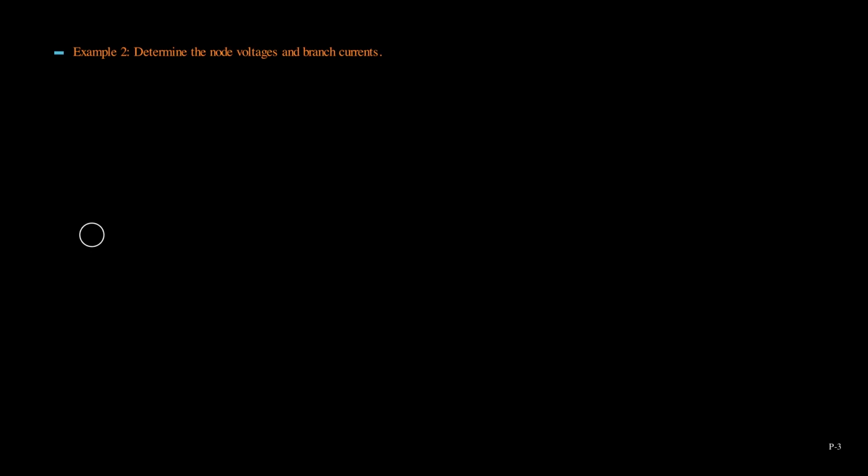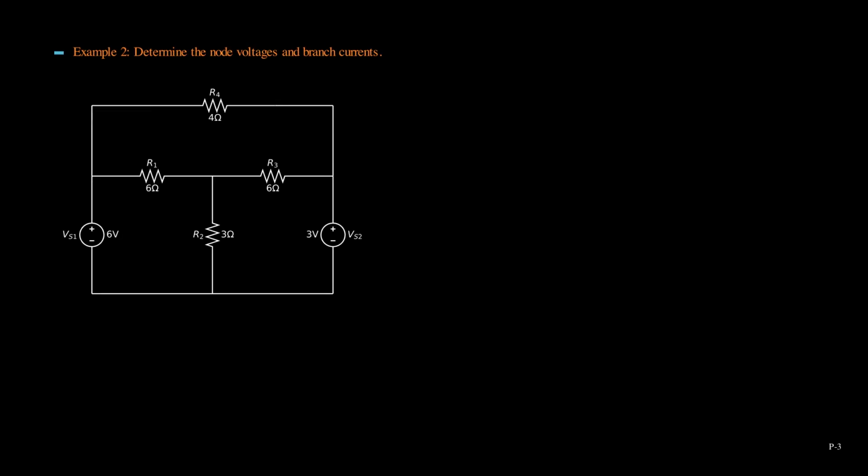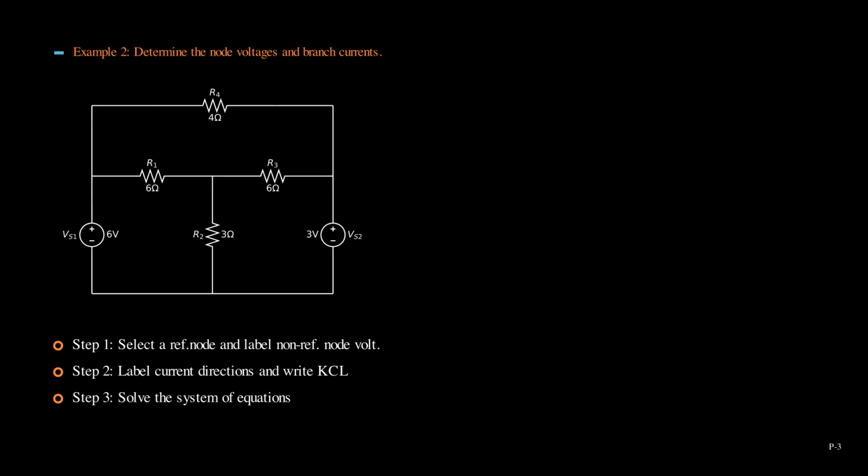Let us start with example 2. We need to determine the node voltages and branch currents. This example is very similar to example 1, with one more resistor added to the top. There are 3 steps to use node analysis as follows.